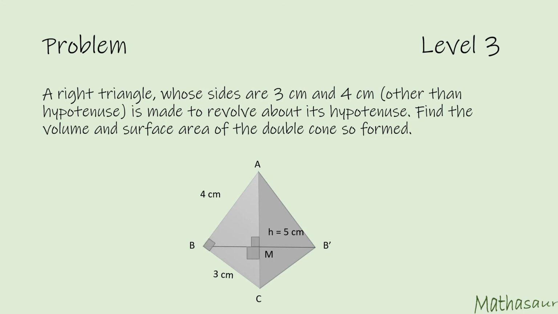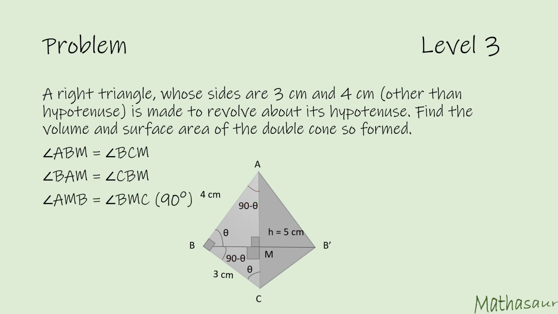Let us look at these triangles. We can see the right angles. Let us call angle ABM as theta. So angle MBC would be 90 minus theta. Now I can figure out the other two angles in these right triangles. Something interesting is happening. Can you see that angle ABM is equal to angle BCM, which is represented by theta? Similarly, angle BAM is equal to angle CBM, which is 90 minus theta. Also, angle AMB is equal to angle BMC, which are right angles.